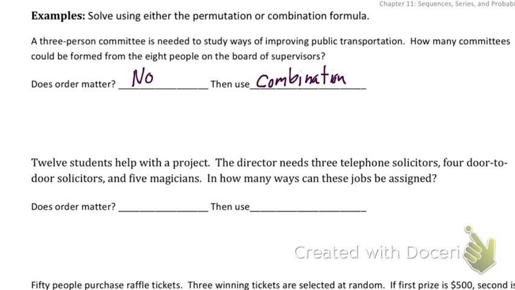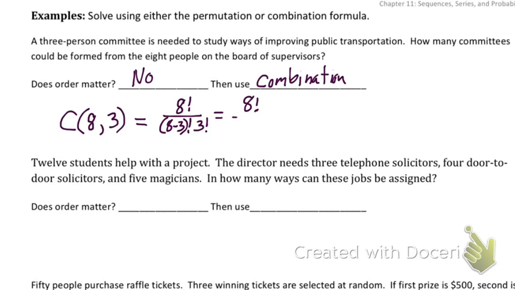All right, so we're going to use a combination, and it says how many committees could be formed from the 8 people on the board. So our combination is our total number of people we can pick from, comma, how many I'm picking. So I'm picking 3 people from those 8. And our combination formula is 8 factorial over 8 minus 3 factorial times 3 factorial, which equals 8 factorial over 5 factorial times 3 factorial.